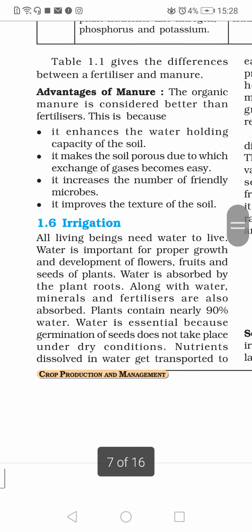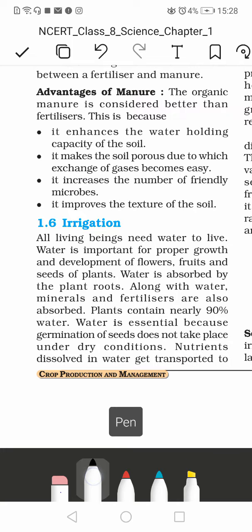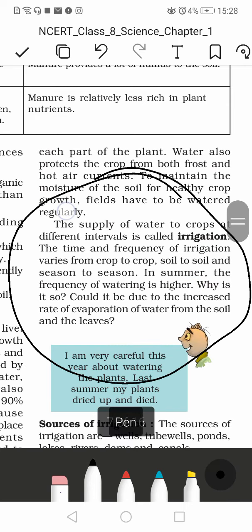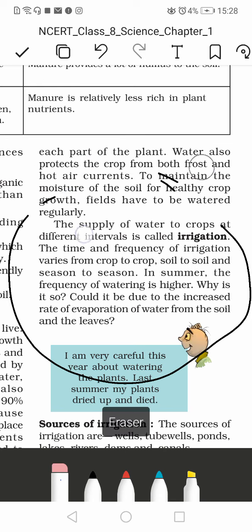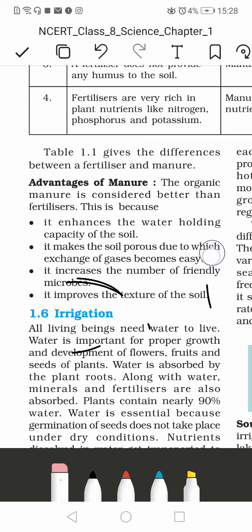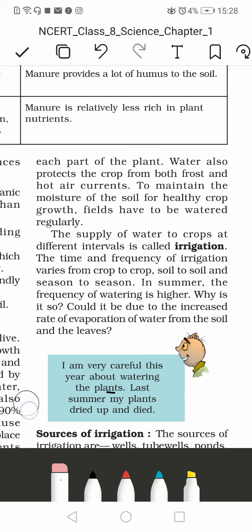Alright, so last video I think we finished the topic irrigation. Let's revise this paragraph, because the other paragraph is not really that important. The supply of water to crops at different intervals is called irrigation. This is important because this is the definition of irrigation, so you have to remember that. What is irrigation? Irrigation is the supply of water to crops at different intervals.